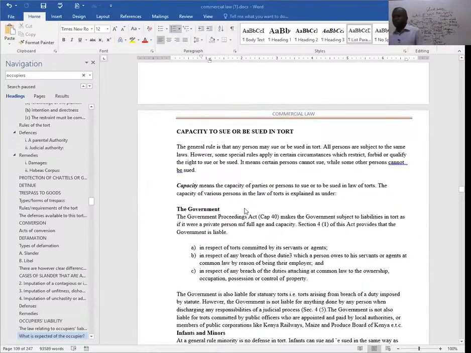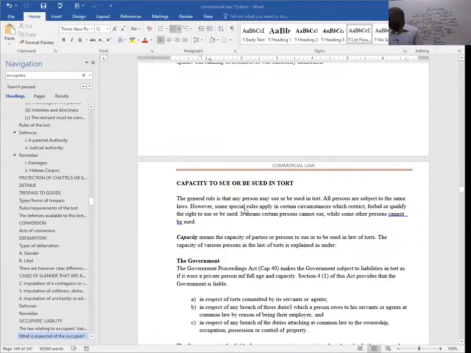So what is the capacity, or who are the people who have the capability of being able to sue or be sued? So you have different persons. You can have the government. Is the government able to sue or not? So the Government Proceedings Act makes the government subject to certain liabilities in tort as if it were a private person.